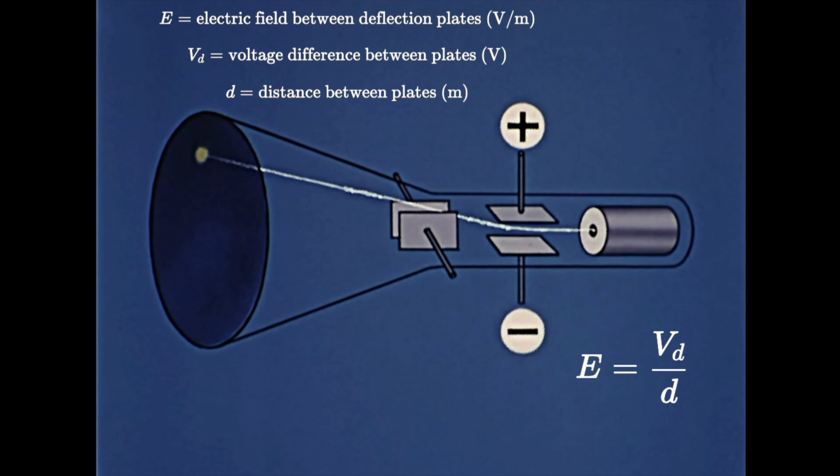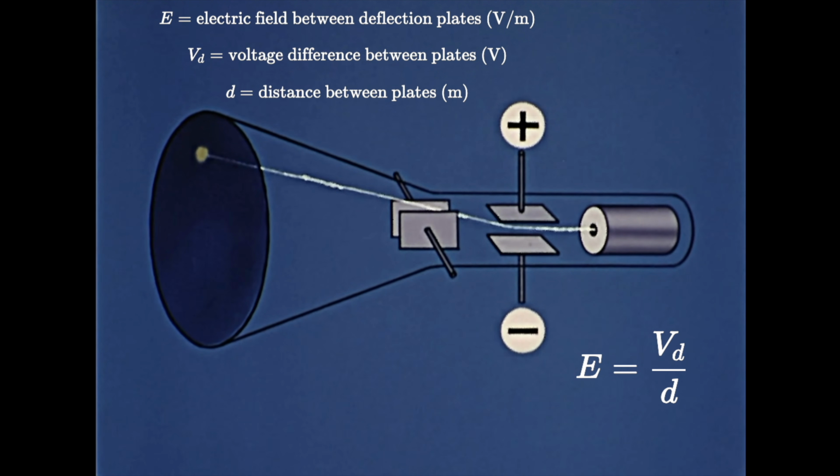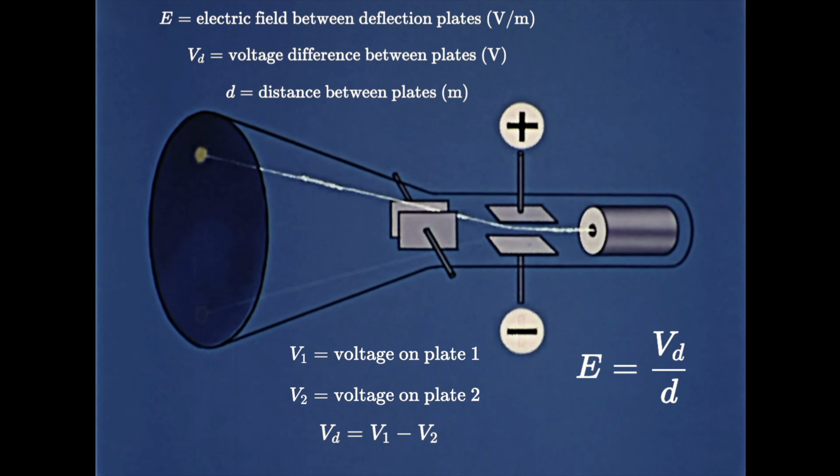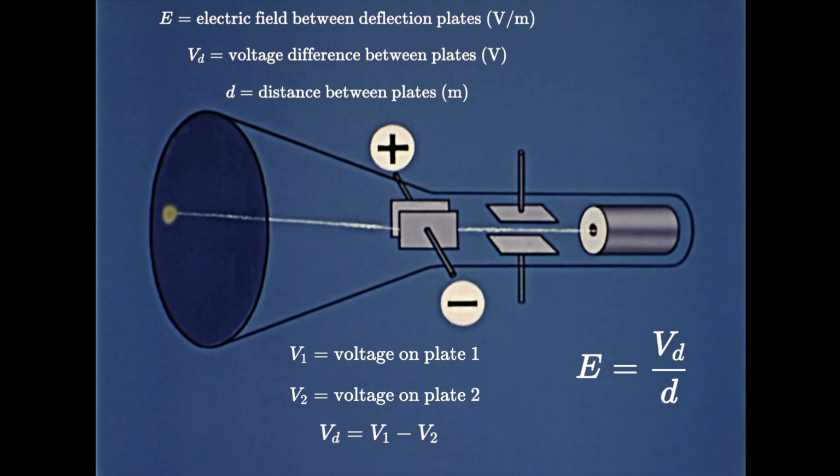After acceleration, the beam passes between two pairs of deflection plates. Each pair controls one axis. A voltage difference between the plates creates an electric field. That field applies a force to the electrons, pushing them sideways as they travel forward.